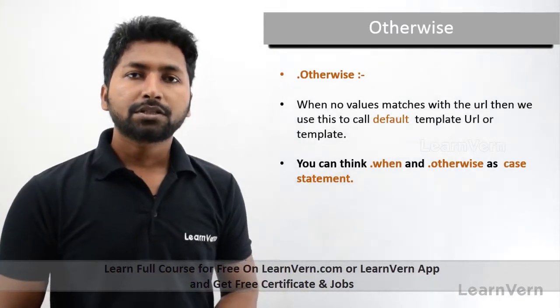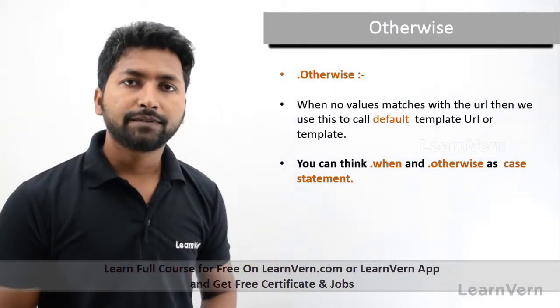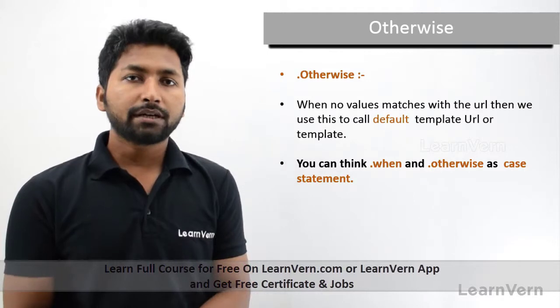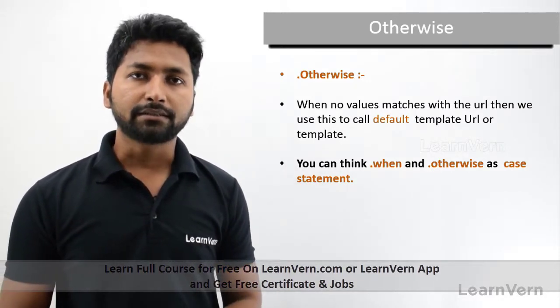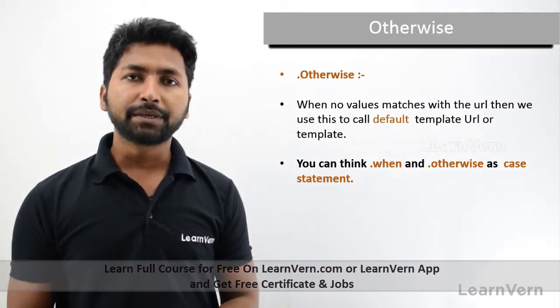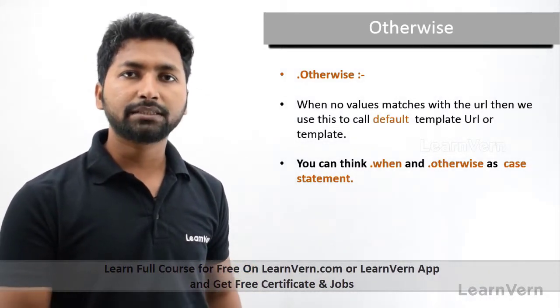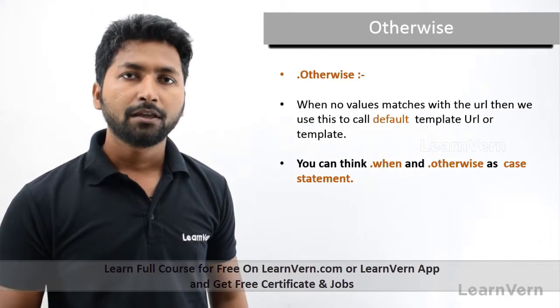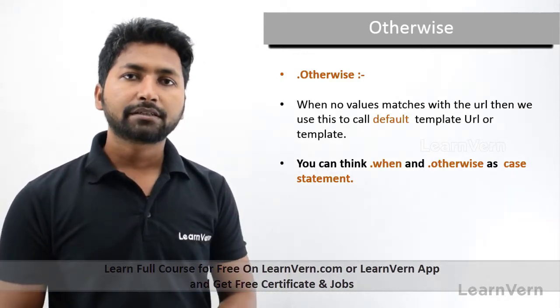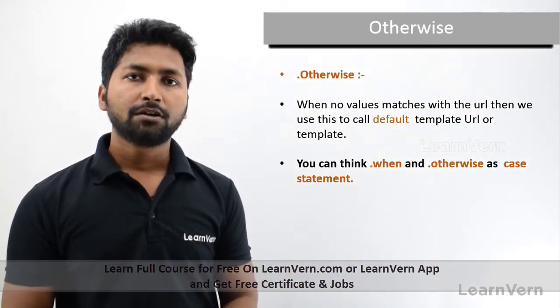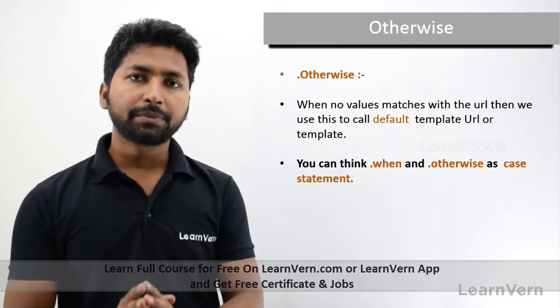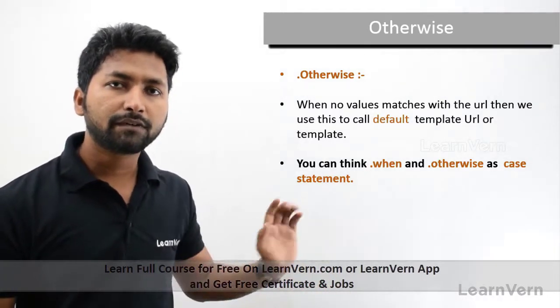Suppose unfortunately I have visited some link whose page is not available, meaning I have not handled that inside my code. There are many scenarios when a user will visit some page and that page will not be available. In that case I will write a common page, and to call that common page we will use this otherwise method.